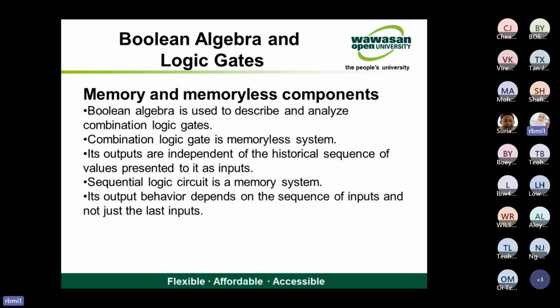So for memory and memoryless components, Boolean algebra is used to describe and analyze combinational logic gates. Remember that a combinational logic gate is a memoryless system, whereas a sequential logic circuit is a memory system. Why must we simplify the circuit?